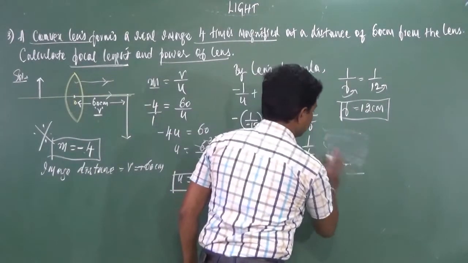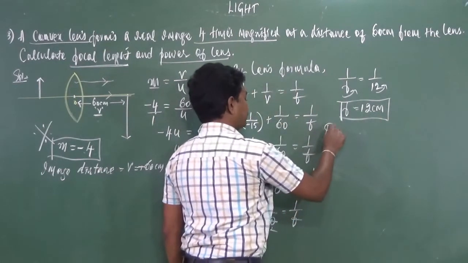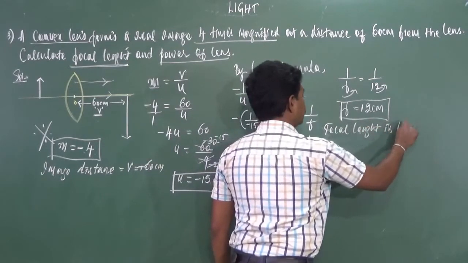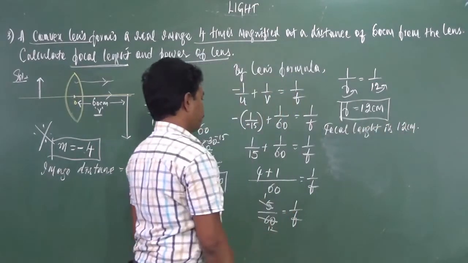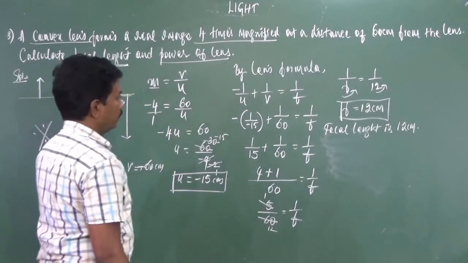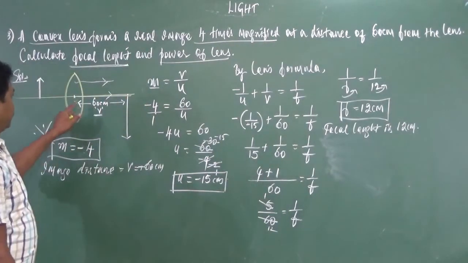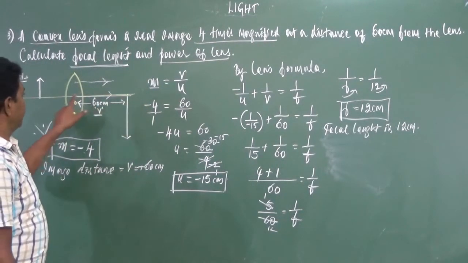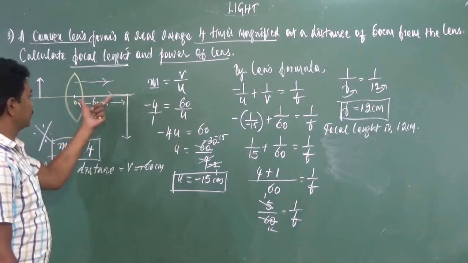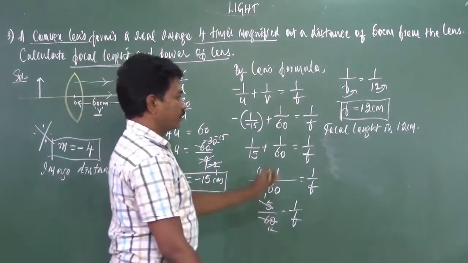So I will wipe out the LCM. Right, so F is 12 centimeters. So the focal length is 12 centimeters. Now we have got the focal length as positive because the principal focus will be here, and you are measuring from the optic center to the principal focus, that is called the focal length. So therefore it is plus 12 centimeters. We have got the right answer.